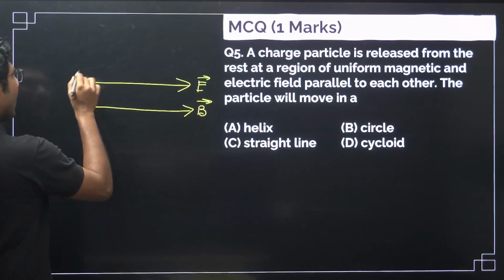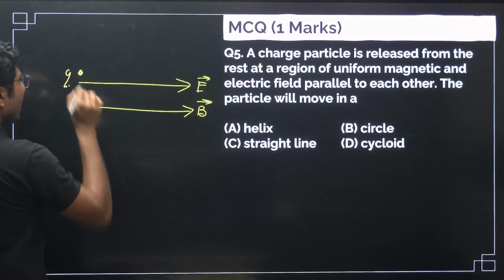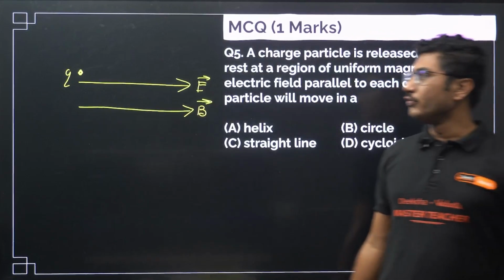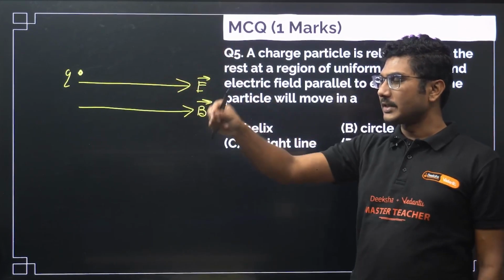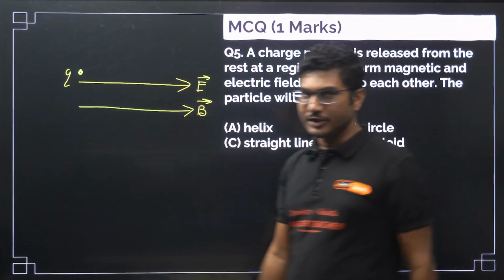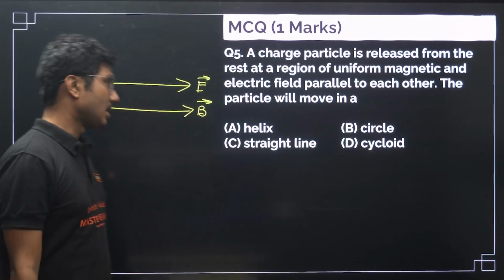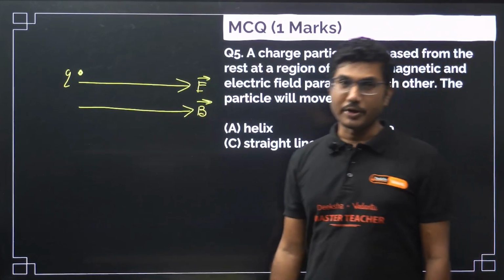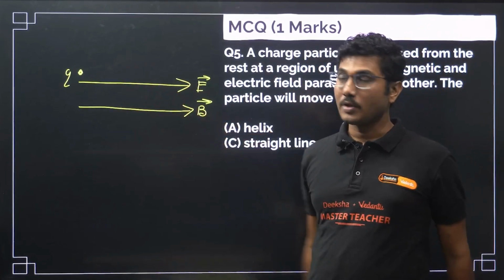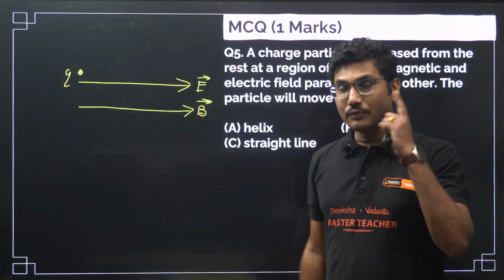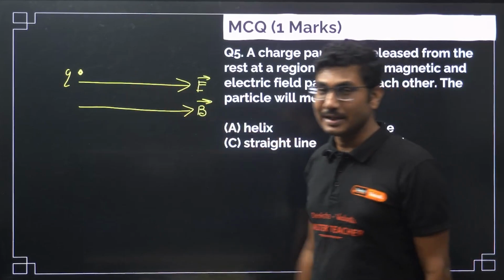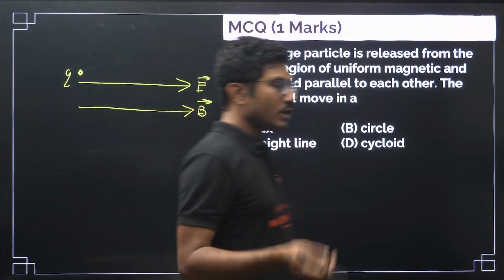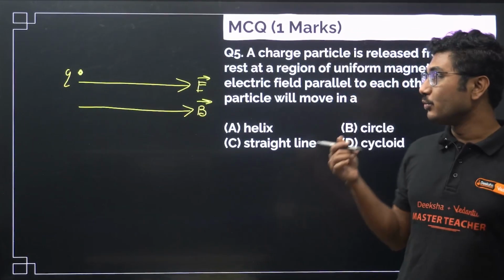Right. Now, you have a charged particle, say Q, and you release it from rest, that means initially it is not moving. So, initially it has no direction of motion. Now, when you release it, which direction it will move is very, very important. What are the forces acting on it? There will be only one force acting on this charged particle, that is the electric force. There is no force on a static charge due to a magnetic field.